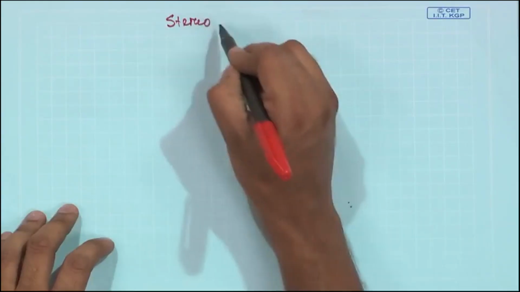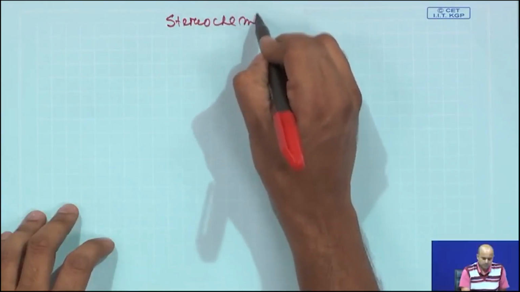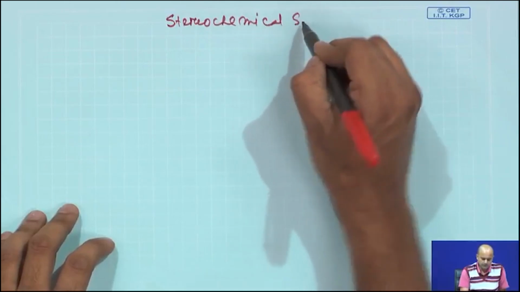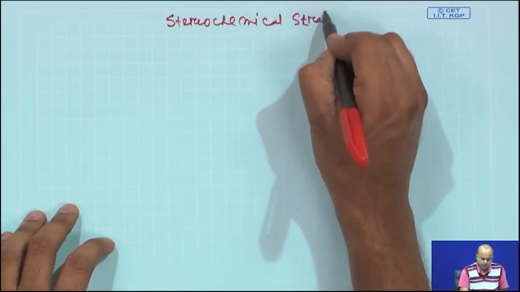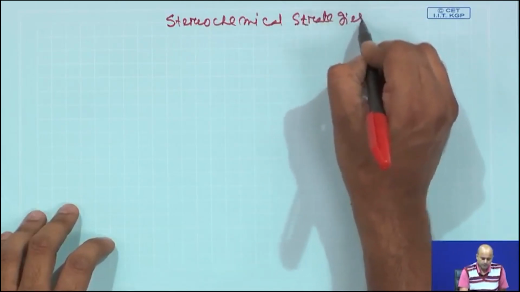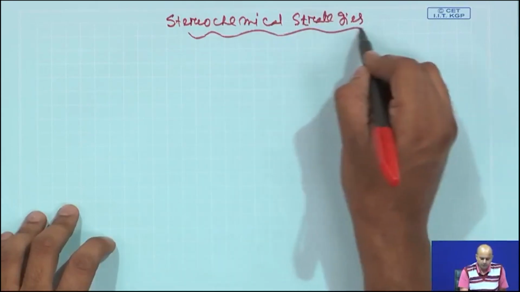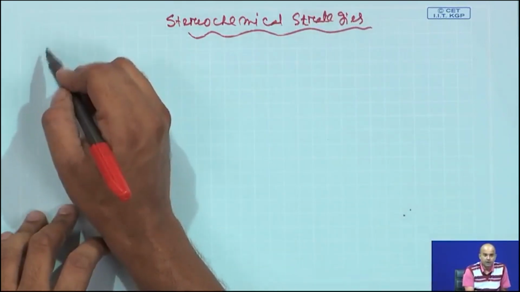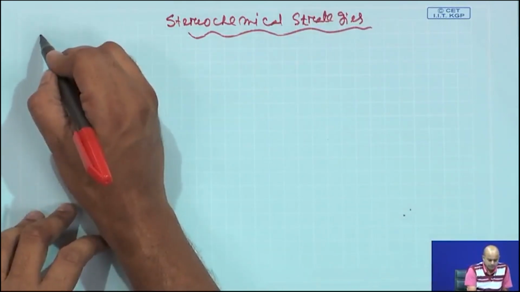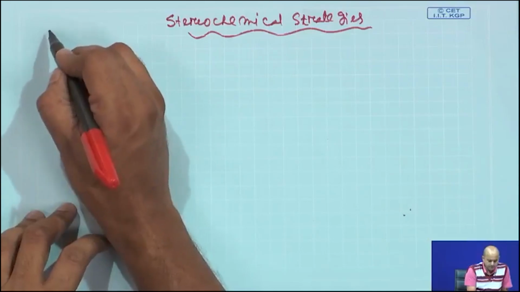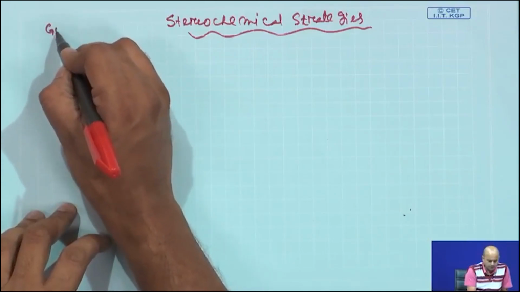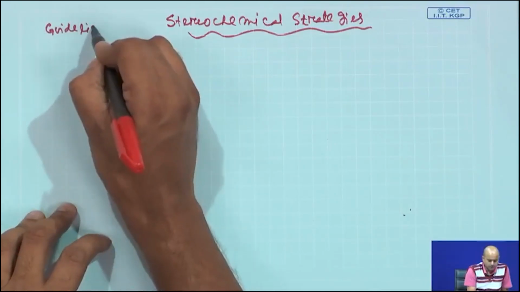So, welcome back students. As discussed in the last class, today we will be talking about stereochemical strategies, and this is our final of the 6 guidelines. The 6 guidelines or 6 different instructions which I have been telling from the very beginning, our main guideline was basically to follow 6 different points.